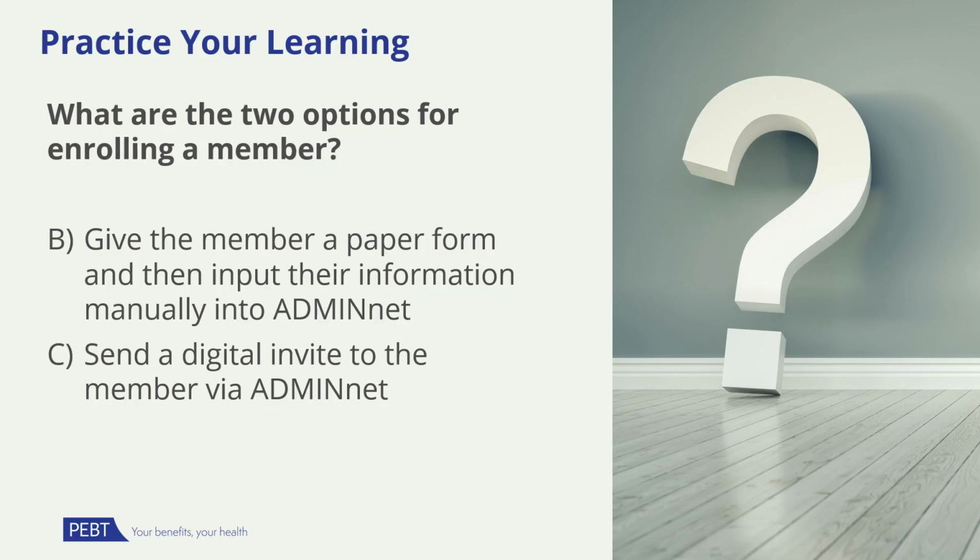Give the member a paper form and then input their information manually into AdminNet, or send a digital invite to the member via AdminNet. Once completed, advise them of the start date for benefits coverage and that they'll be receiving an ID card shortly. Don't forget to ensure enrollment happens before the late enrollment date.